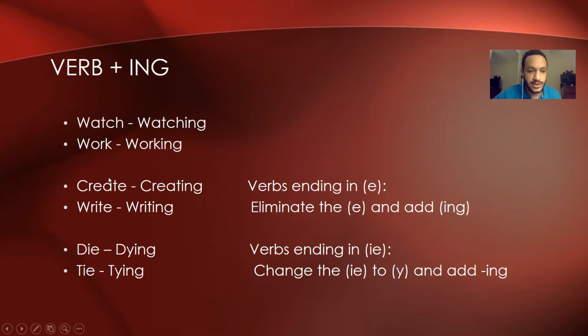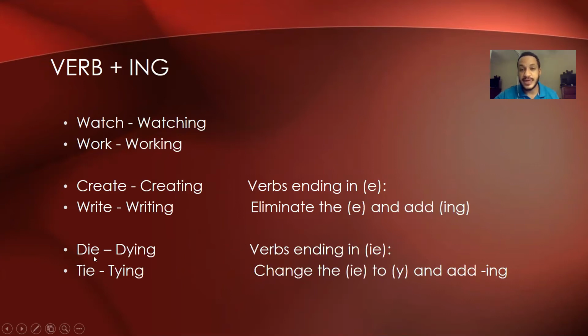Okay? Now let's see. We have here create, creating, write, writing. So look, pay attention here. If you notice, create finishes with the letter E. Write finishes with the letter E. So when that happens with the verb, what you do is you eliminate the letter E and you add ing. And that's it.